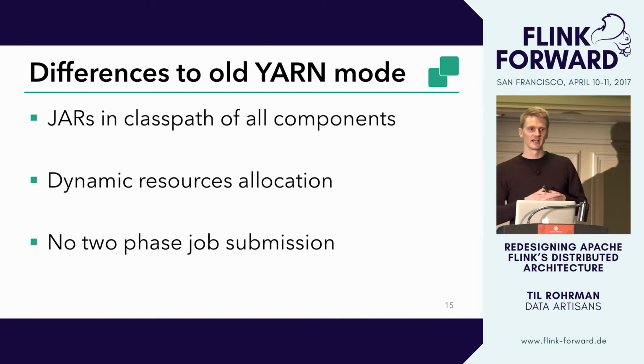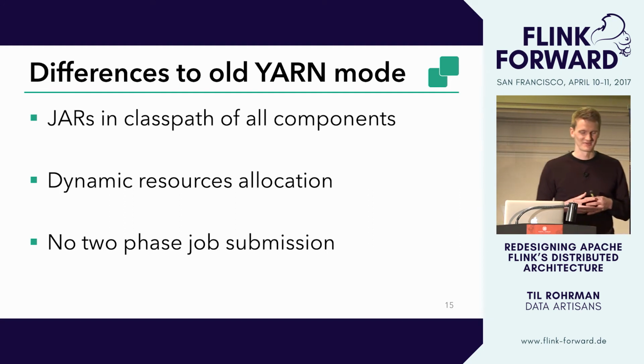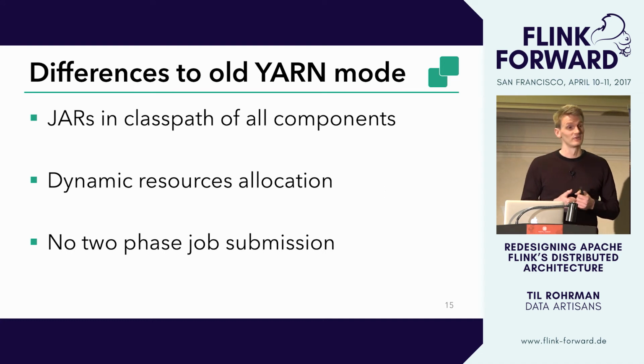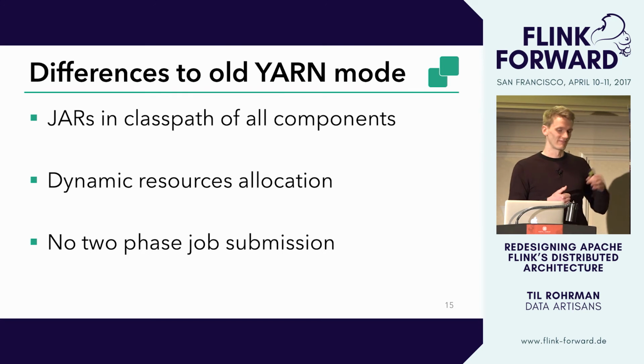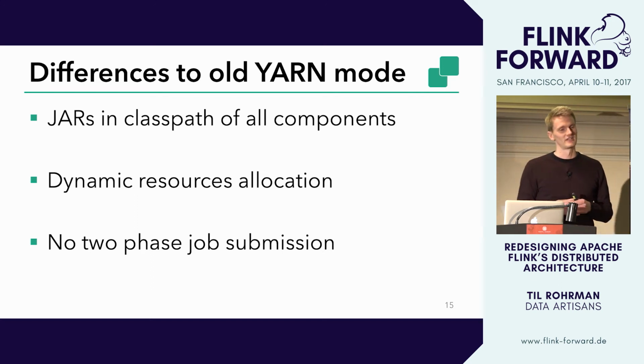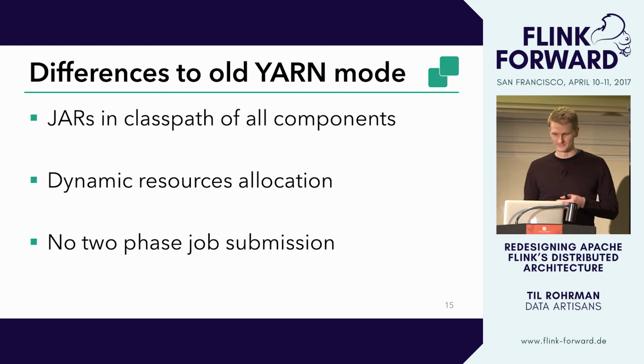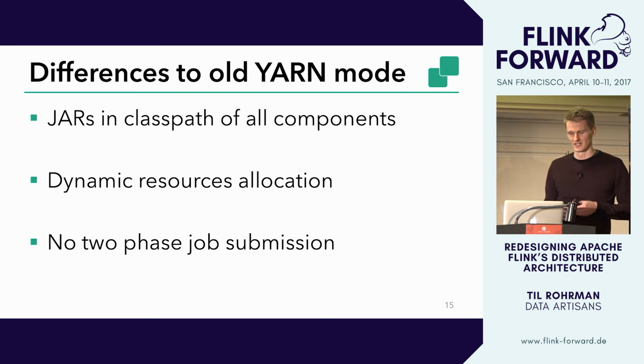So the differences to the old Yarn mode are the following: we know all the jars of the user code up front. So we can start all components with these jars in the class path, and consequently we can avoid having to load user code classes, which was in the past always a hassle and led to many bugs. Then finally we added dynamic resource allocation, so that now the Flink-YARN cluster can allocate and release containers. Last point, we got rid of the two-phase job submission step. So the whole process of submitting a job became much more simple because we no longer have to poll and wait until all task managers have registered at the job manager, resource manager.